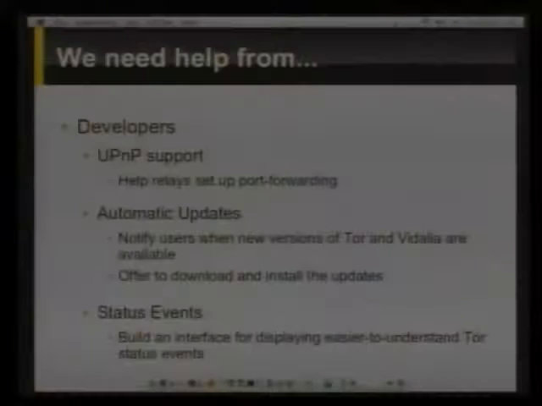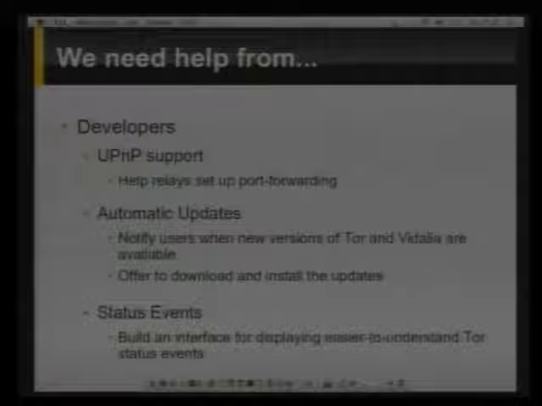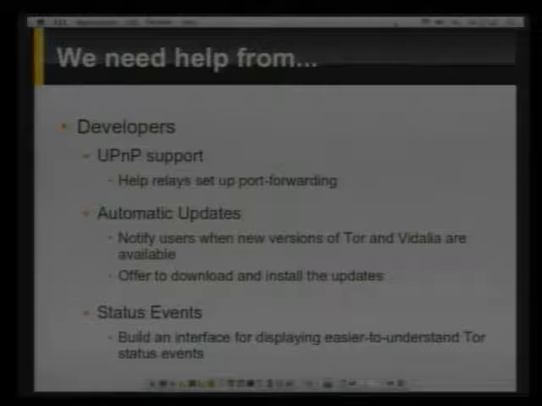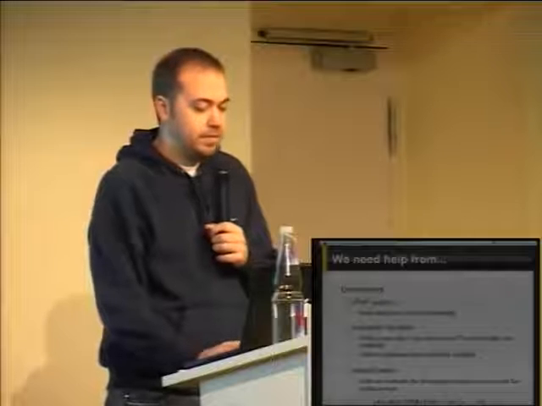Some other things, if you were at Roger's talk, you heard him mention UPnP support. It would be really nice if when people want to set up relays, we can help them configure their NAT for port forwarding or whatever. So maybe that will make it easier for people to set up their own relays. Another thing is new versions of Tor come out quite a bit. I think there's been like 4 new versions in the last 2 weeks or something. So it would be great if we could alert users when these new versions are available and offer to download and install them for them. Vidalia isn't released quite as frequently, but we still want to do the same thing there.